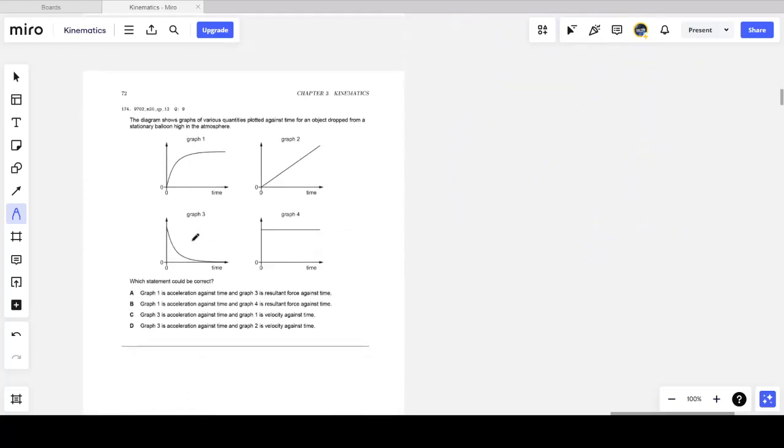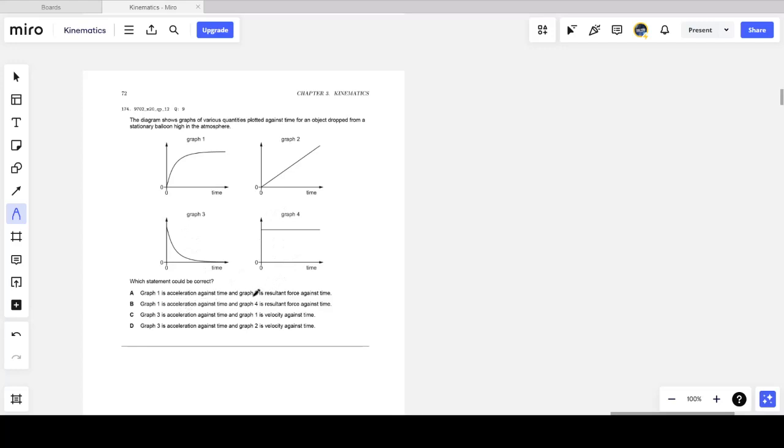Next is question 174 from March 2020, question paper 1-2, and it's question 9. The diagram shows graphs of various quantities plotted against time for an object dropped from a stationary balloon high in the atmosphere. And we want to know which statement could be correct about these graphs.